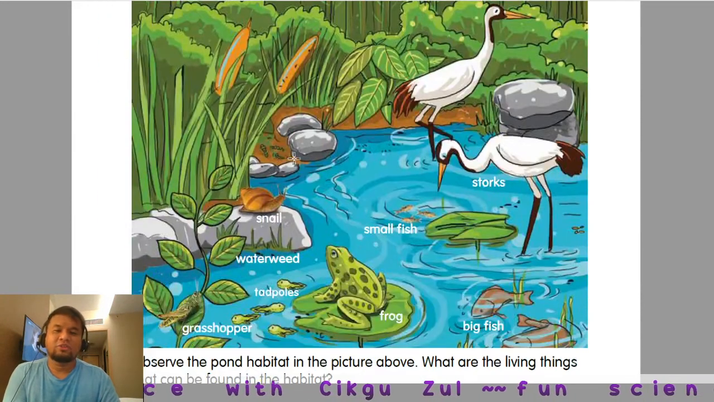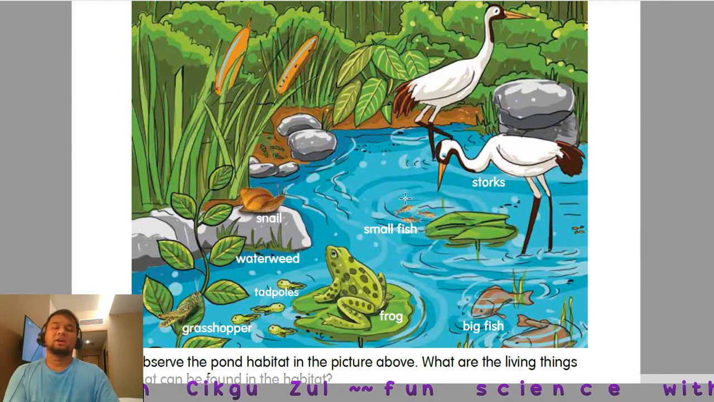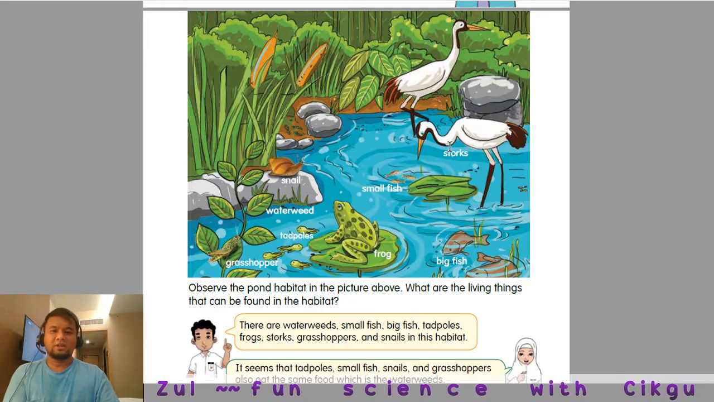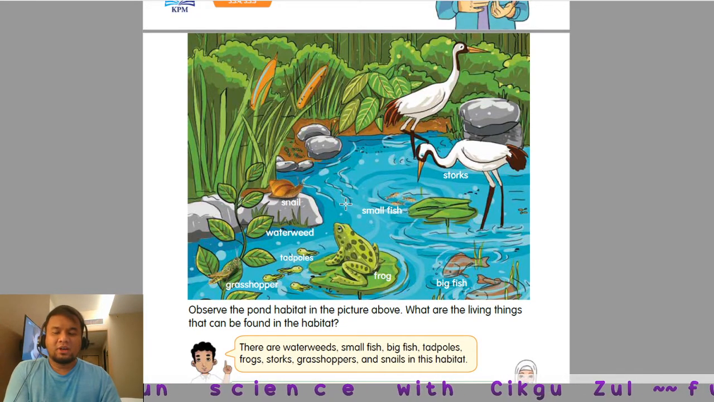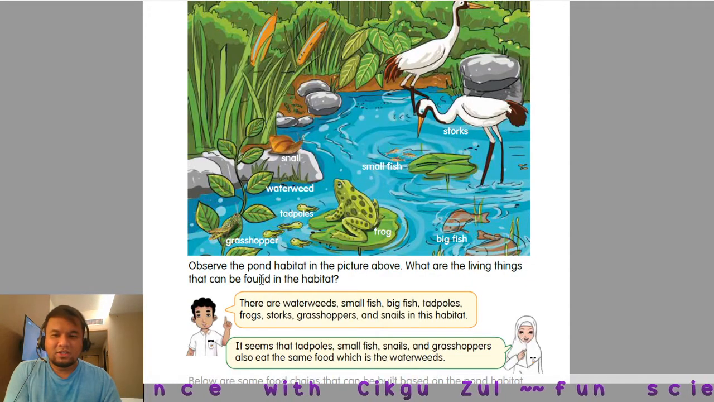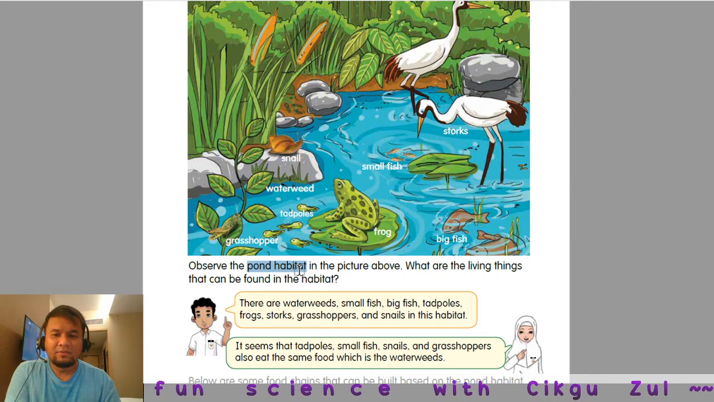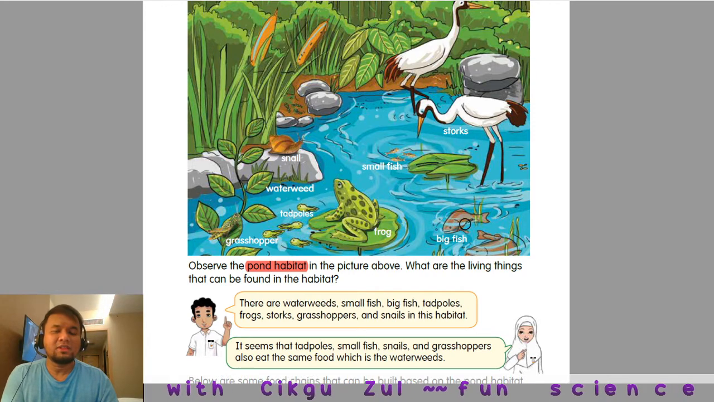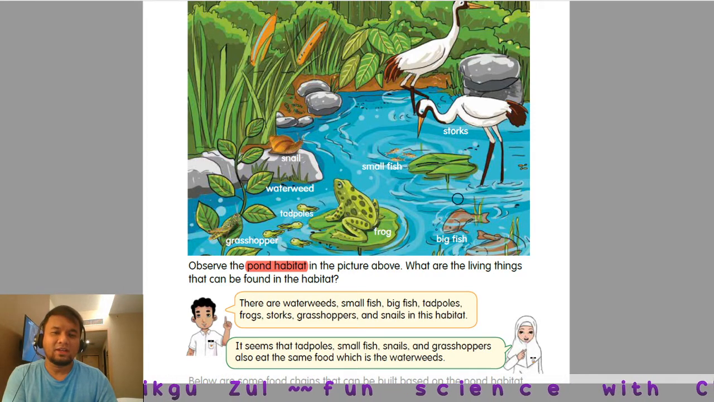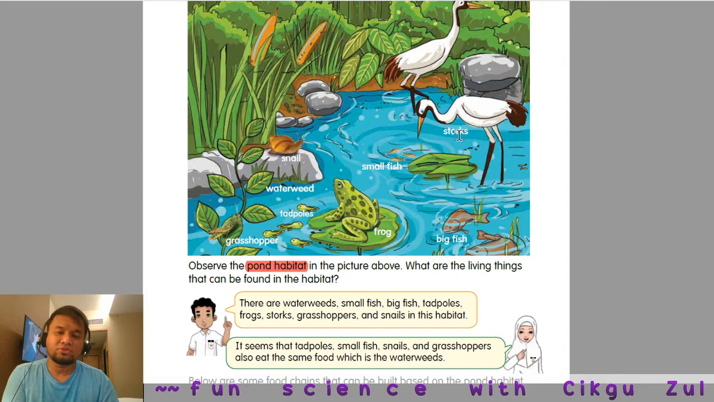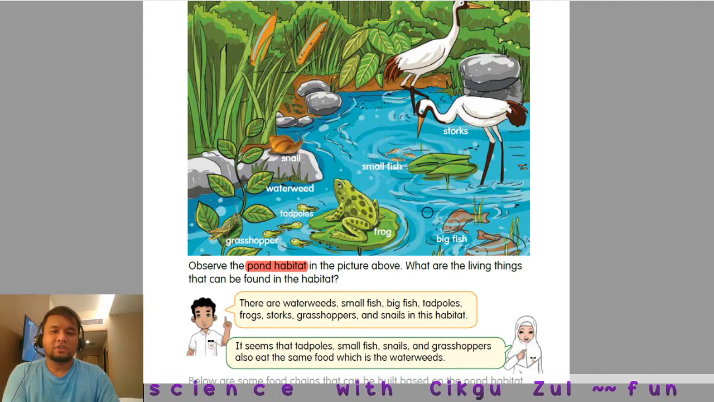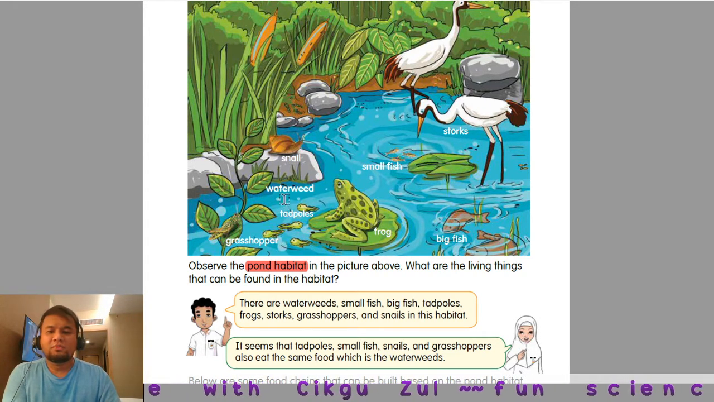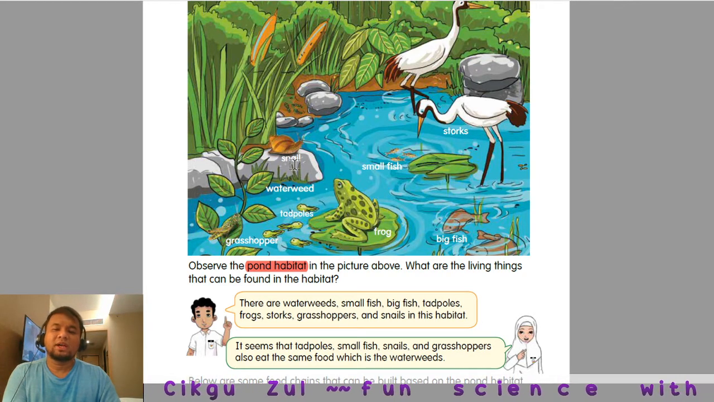Okay, kita tengok dulu. Okay, another example. Okay, cikgu kecilkan semula. Okay, in this habitat, where is it? Okay, this is a pond habitat, dekat tepi kolam. Let us name the living things that we can see or we can find in this habitat. Mula dengan storks, small fish, big fish, frog, grasshopper, tadpoles, waterweed, and snail.